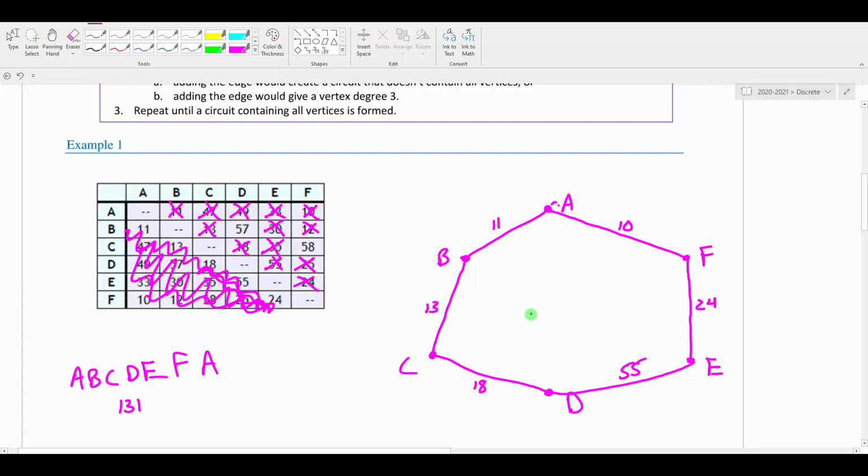And notice I didn't draw the entire graph. I didn't draw in every single edge that existed. I didn't draw in any of the edges that would have ended up in the middle here because all I wanted to do was represent my circuit, right? So I only added the edges I needed for my circuit to my graph.